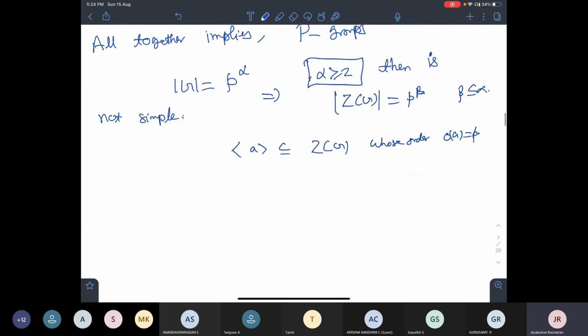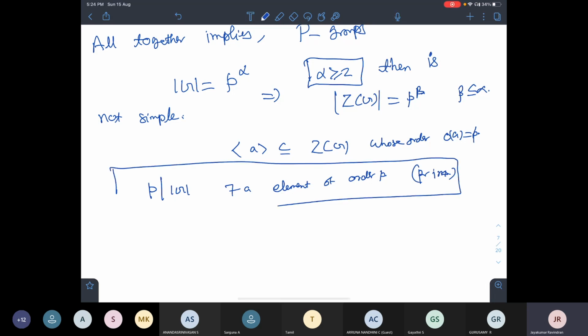That is generally true: whenever a prime p divides the group order, there exists an element of order p. This is Cauchy's theorem, which you first prove for abelian groups. Then later on, using Sylow's theorem, people proved it for general groups. That's it.